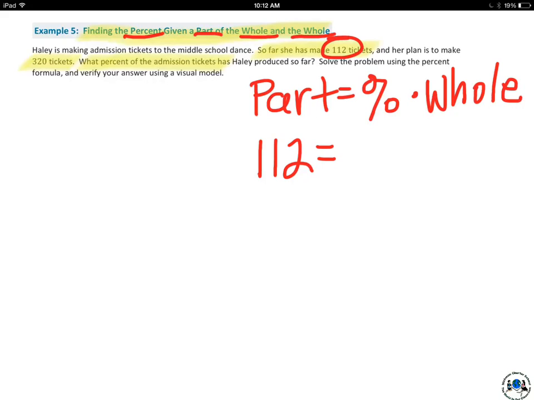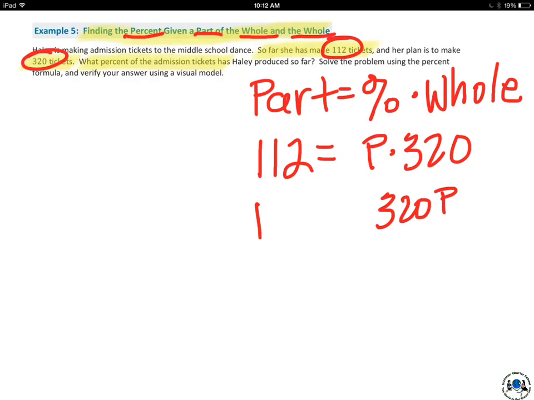So that is, let's just say, p, times the whole, which is 320. The way we can look at p times 320 more easily can be written as 320p. So now we're left with this: 112 equals 320p. I'm going to leave you right there because I want you to go ahead and solve that again like you did last time, just using your algebraic expertise, and come on back.